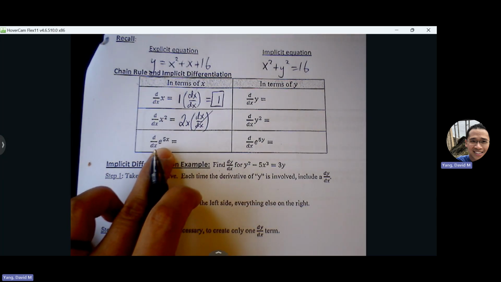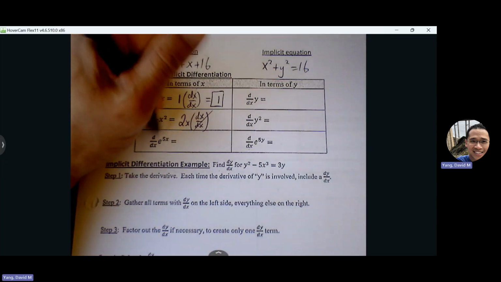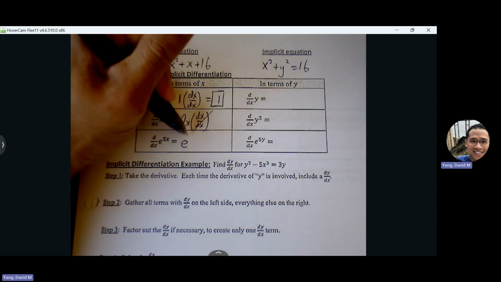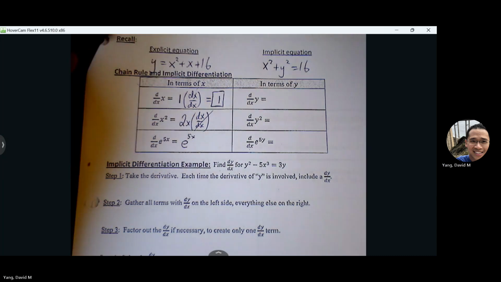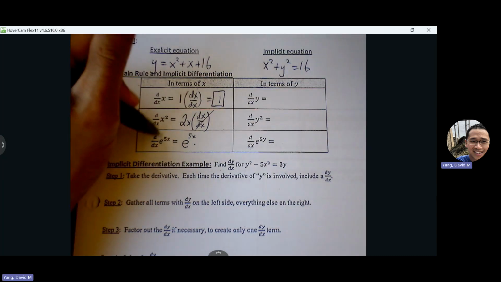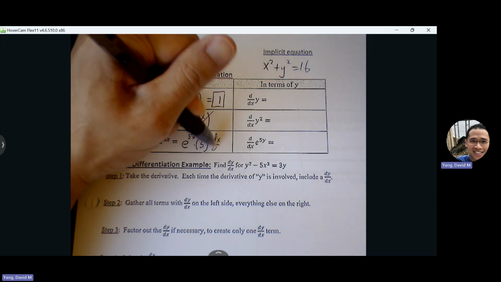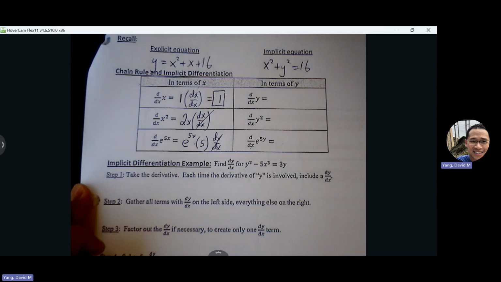E to the 5x. This is a chain rule here. E to the 5x becomes the original function, and then times the inside's derivative, 5x becomes 5. And then technically there's a dx over dx, but it just wipes out.